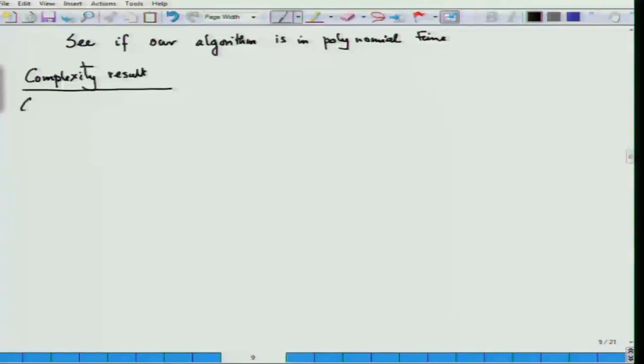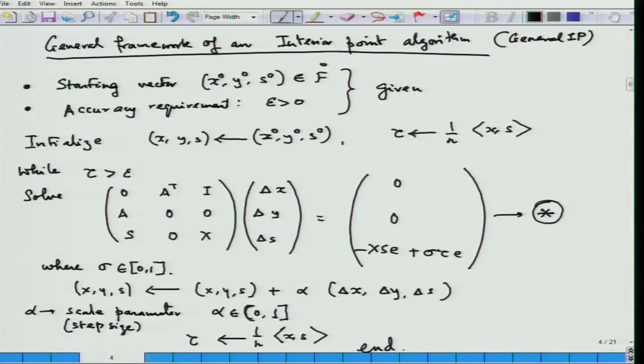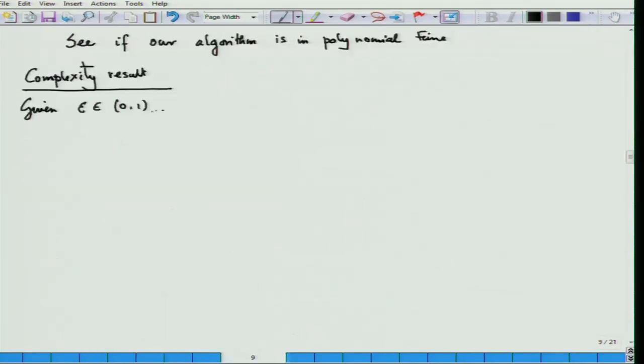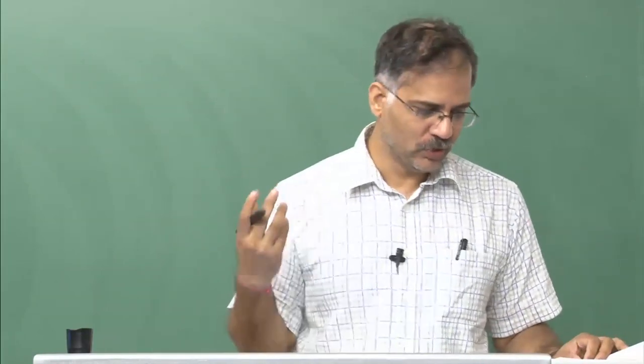So let us take epsilon between 0 and 1. This epsilon, as I told you before, is what we intend to achieve in the framework: as long as tau is strictly bigger than epsilon, we continue repeating the process. When tau is less than or equal to epsilon, we stop the algorithm. So, epsilon is the accuracy parameter. We are driving tau to 0; we need not reach 0, but if we come very near 0, that would be almost acceptable for us.